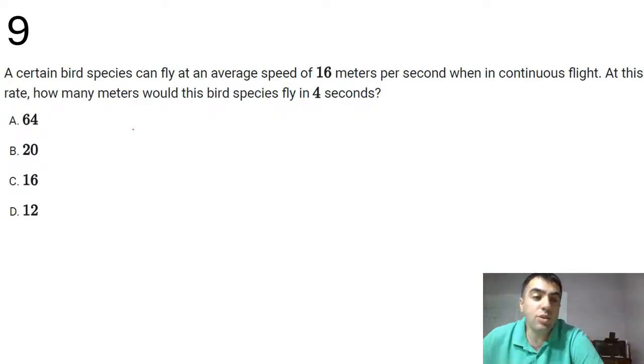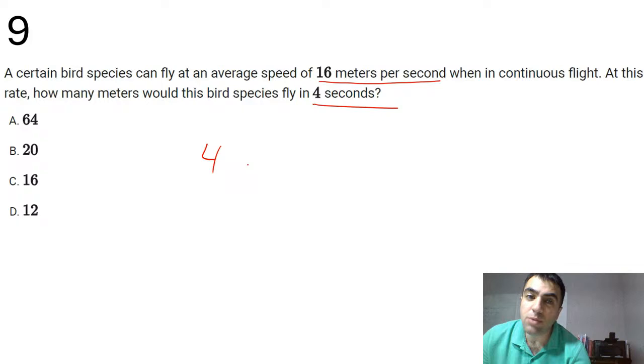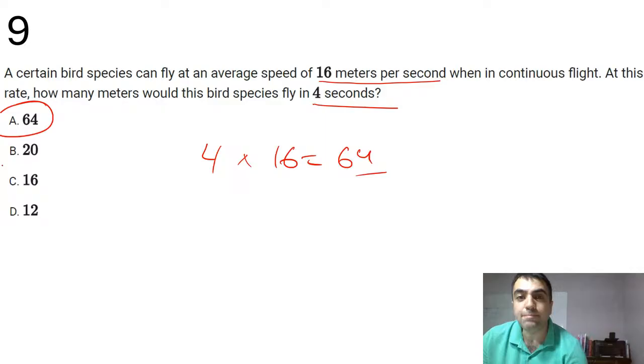Let's have a look. Two guys says it is A. A certain bird species can fly at an average speed of 16 meters per second when in continuous flight. At this rate, how many meters would this bird species fly in 4 seconds? We should multiply 4 by 16 and get 64. Yes, this is A.